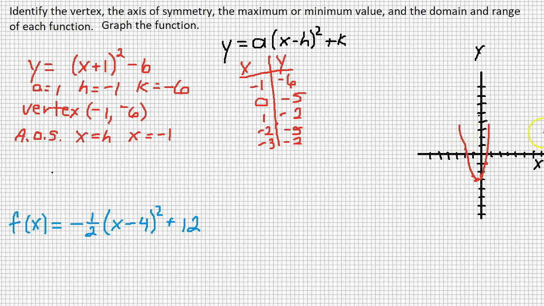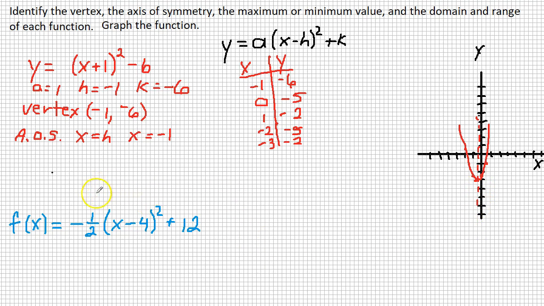Now, if you have to draw the axis of symmetry, it is just a vertical line, x equals negative 1. So I just go here and I use a dashed line. I just make little dashes on the vertical line, x equals negative 1. And that is my axis of symmetry on this one.